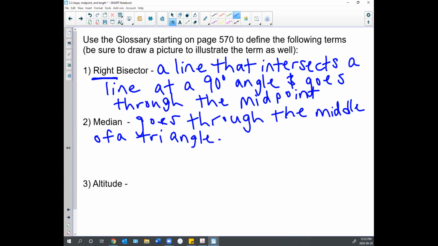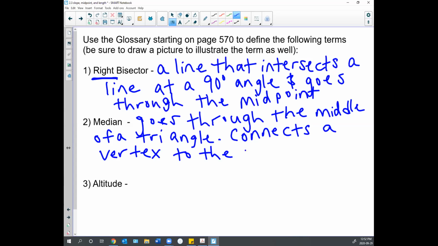I'm going to add in here, it connects a vertex to the opposite midpoint. So if you think median of a road goes right down the middle of the road, that's going to help you with a median line.